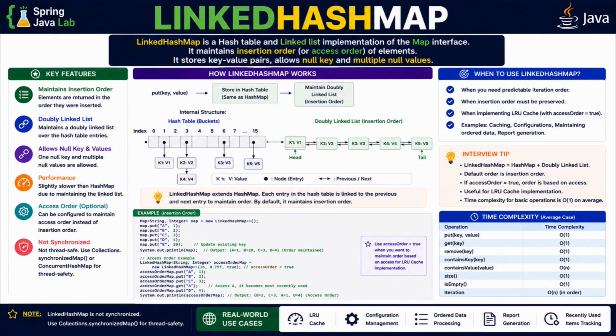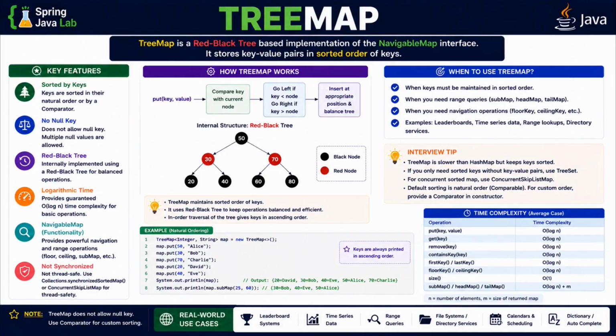Another interesting feature is that LinkedHashMap can also maintain access order, making it useful for implementing simple LRU, least recently used, caches. So remember, LinkedHashMap equals HashMap plus insertion order. Now suppose your requirement is different. Instead of insertion order, you want the keys to remain sorted automatically. That's exactly what TreeMap provides.